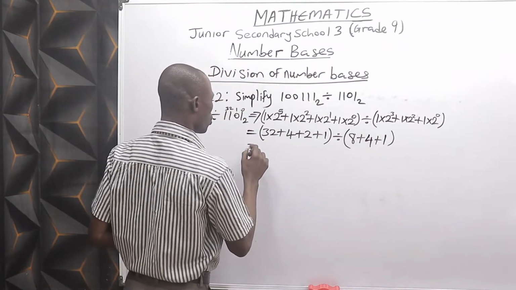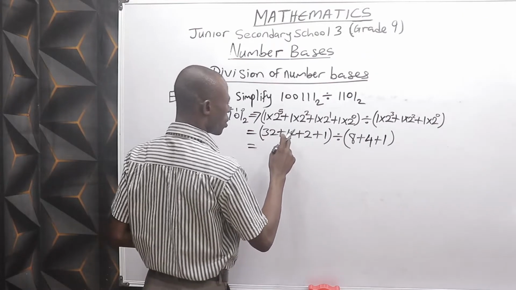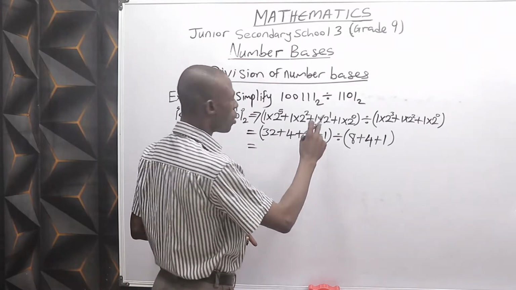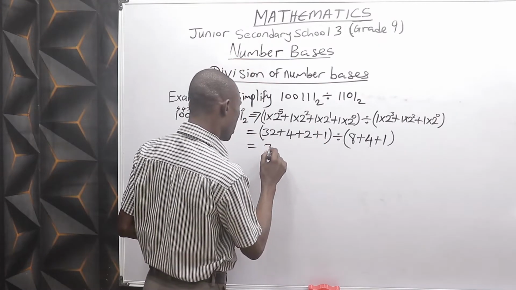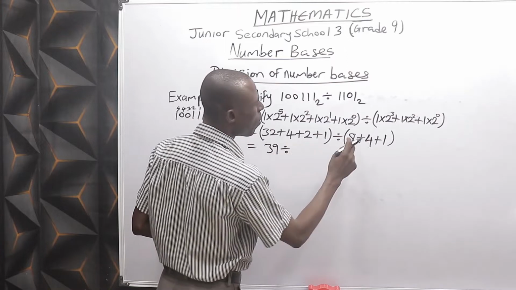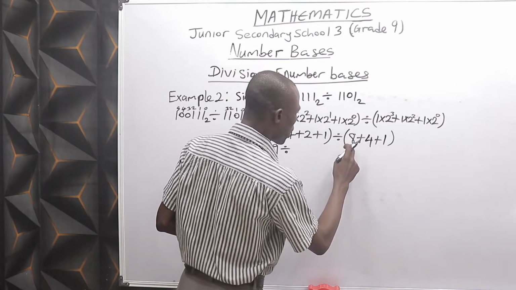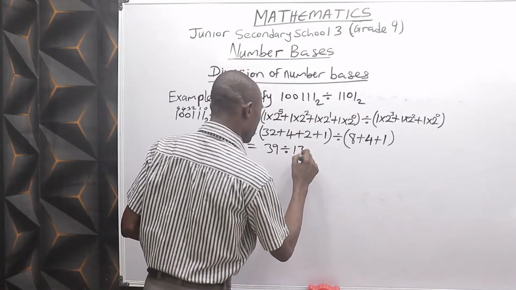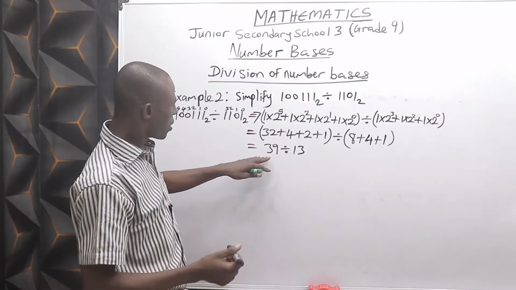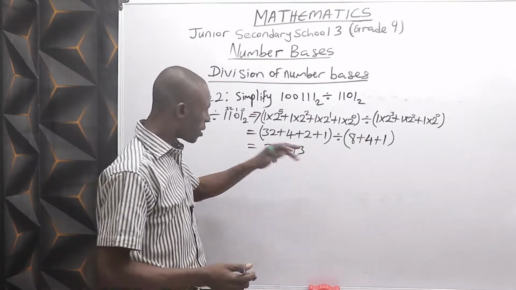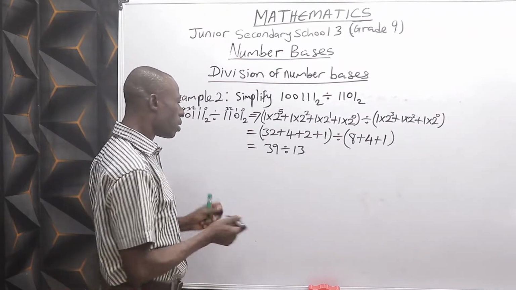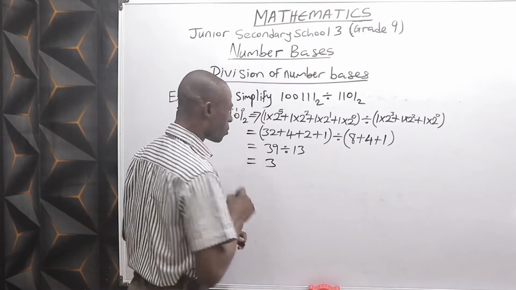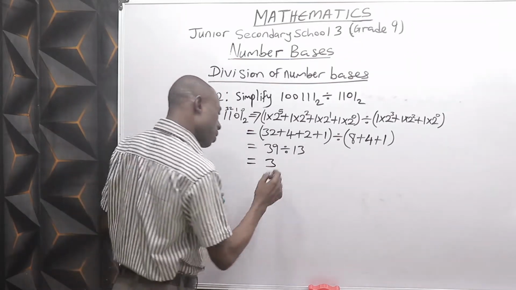So we have 32 plus 4, that's 36, plus 2, that's 38, plus 1, that is 39, divided by 8 plus 4, that's 12. 12 plus 1, that is 13. 39 is an ordinary number in base 10. 13 also is an ordinary number in base 10. So dividing 39 by 13, we have 3. And that 3 is in base 10.